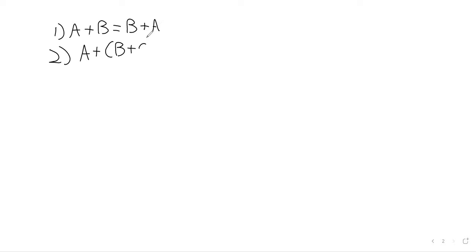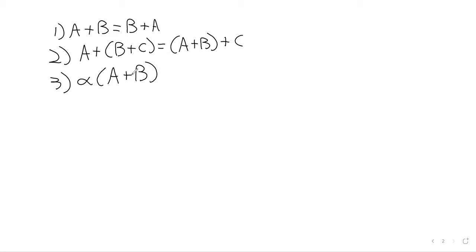So let's see. I appear to have neglected to write these properties in my notes, so we'll see if we can do them from memory. Matrix addition is commutative. Matrix addition is associative. Scalar multiplication distributes over matrix addition.